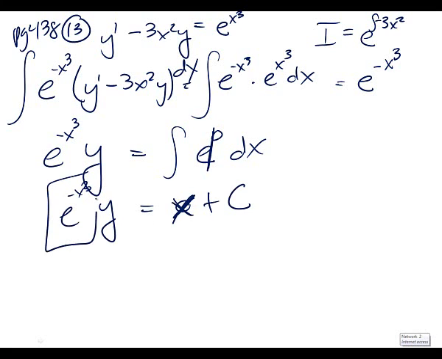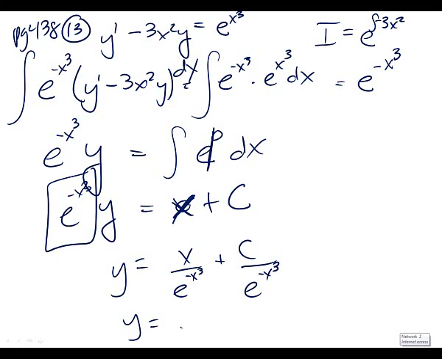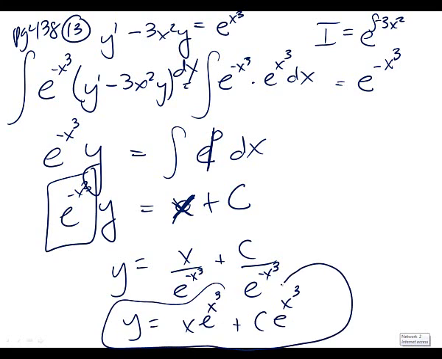And then I've got to get this to the other side by doing what? Dividing. So you've got x divided by e to the negative x cubed plus c divided by e to the negative x cubed. Are the negative x cubes happy where they're at? No. So we would probably bring them upstairs. Plus ce to the x cubed. Could they factor out the e to the x cubed? Yes, absolutely. That's another tricky way they like to do the answers.